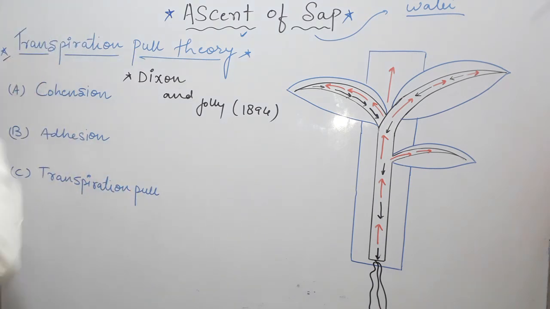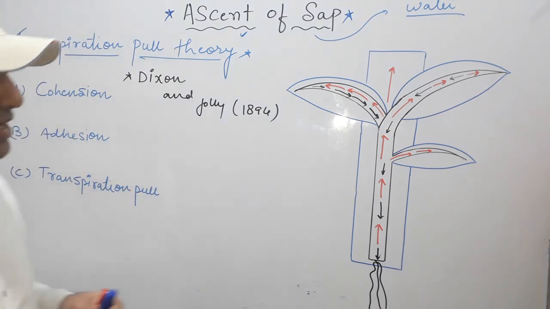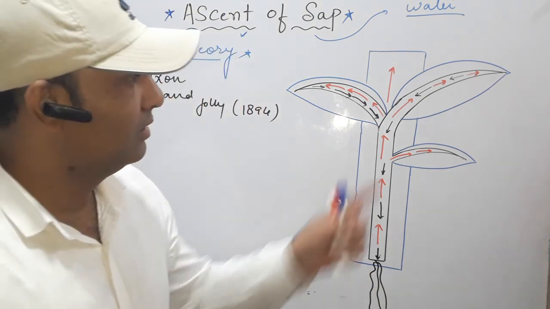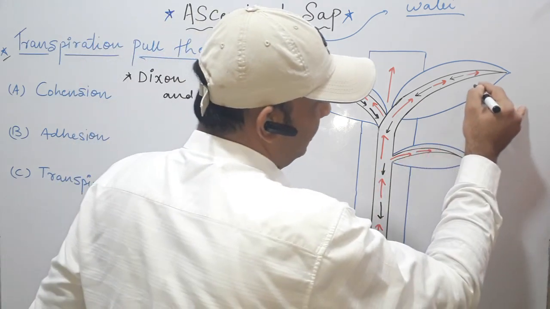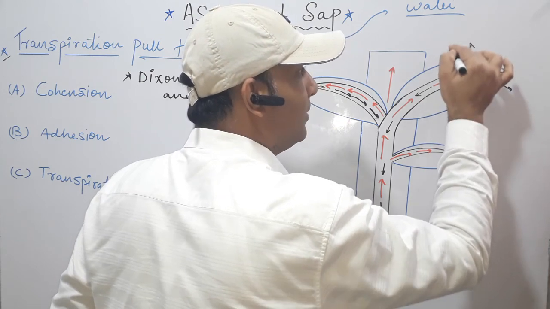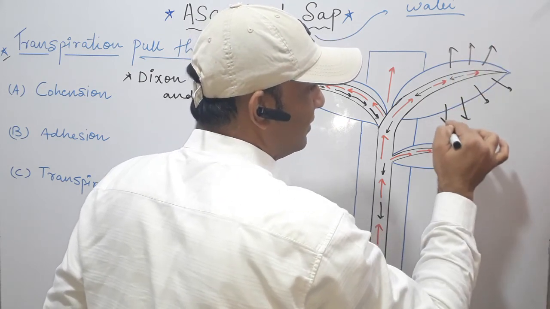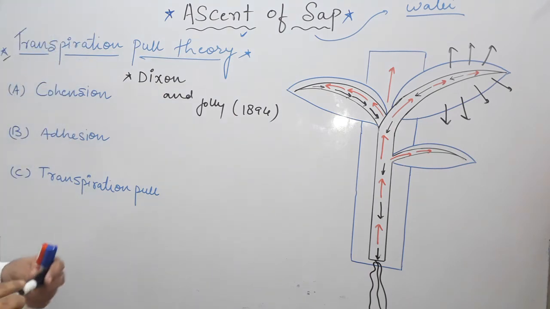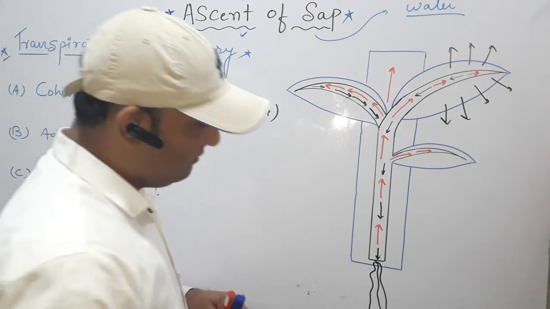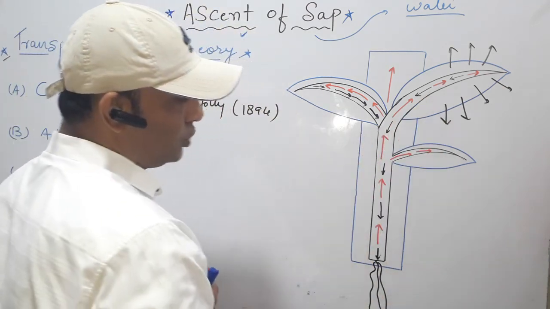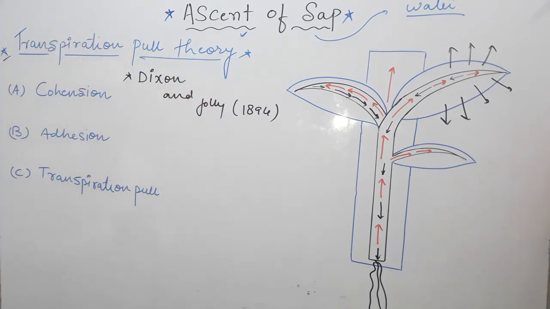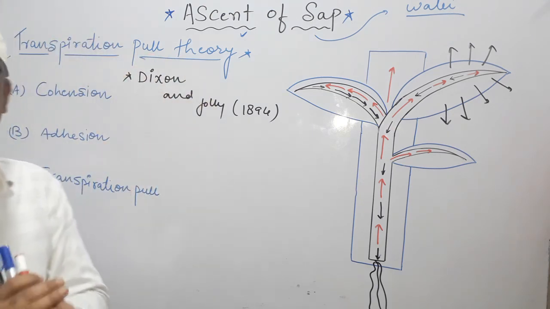So we take the first word, which is transpiration. Transpiration means the process by which water is lost through the leaf. So the water vapor released from the leaf, the process is called transpiration. And then pull means the process by which water travels from the root to the leaf. It is called pulling of water. The joint word is called transpiration pull, and the name of the theory is transpiration pull theory.